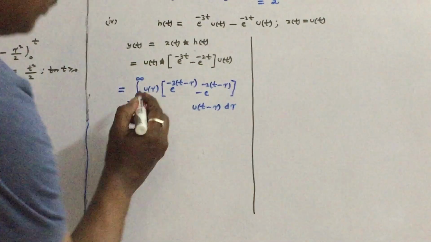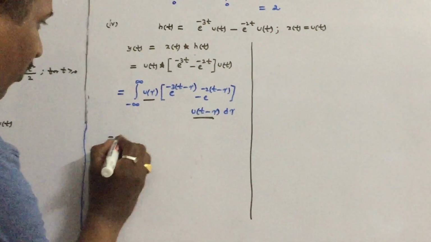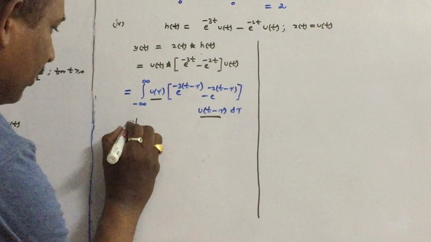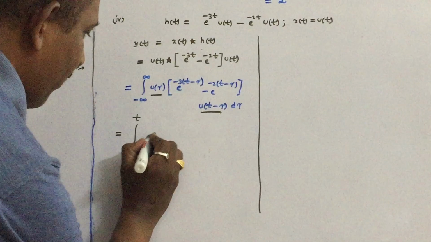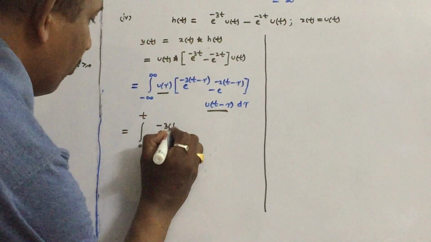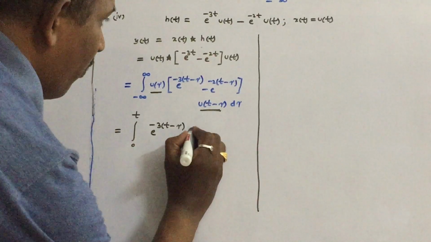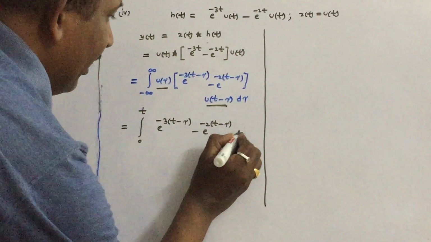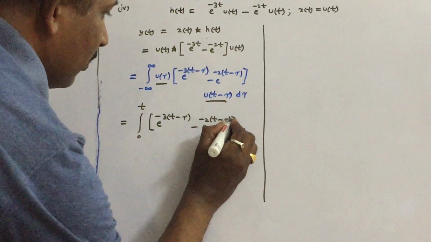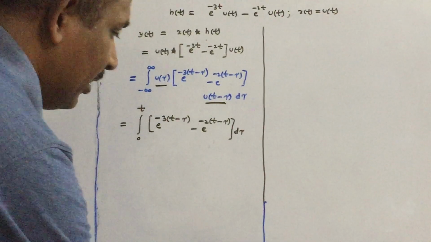You can see that because of this multiplication we have to change the limits from 0 to t. In this interval this multiplication is 1, so you can separate this: e to the power minus 3(t minus tau) minus e to the power minus 2(t minus tau) d tau. So let us separate these integrals, and the answer will come.